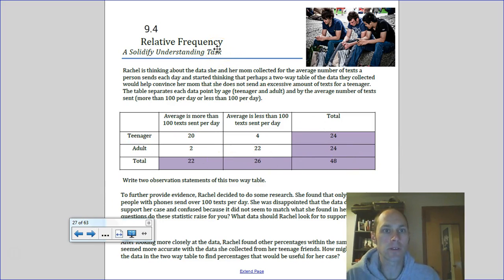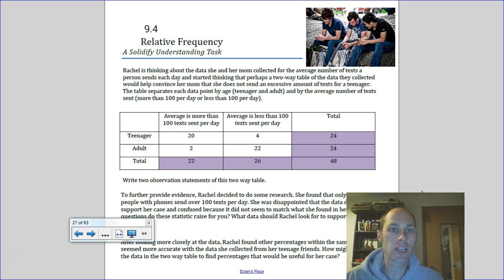We've got the relative frequency task that we're taking a look at today, dealing with one we looked at the very beginning of our unit, where Rachel is thinking about the data she and her mom collected for the average number of texts a person sends each day. And she started thinking that perhaps a two-way table of the data they collected would help convince her mom that she does not send an excessive amount of text for a teenager.